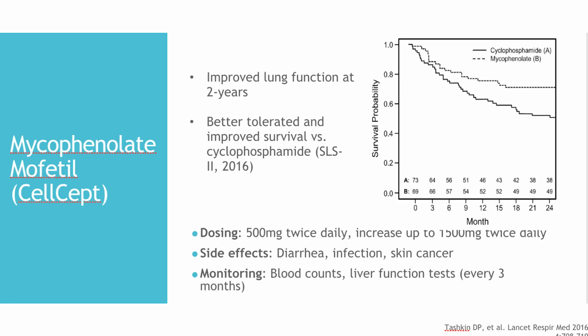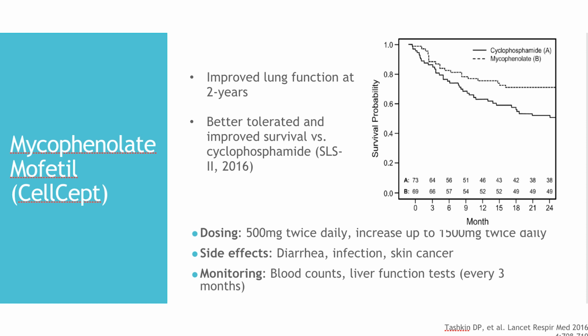There's less side effects compared to cyclophosphamide and actually improves survival. And so this is a figure that comes from the Scleroderma Lung Study 2 that was performed in 2016. It was published in The Lancet, which is a really big journal for us in pulmonary and critical care. And you can see on the x-axis there's time in months, on the y-axis is survival probability, and this dashed line is mycophenolate, and you can see that over time, up to 2 years, the survival probability is significantly higher than the group that was receiving cyclophosphamide.